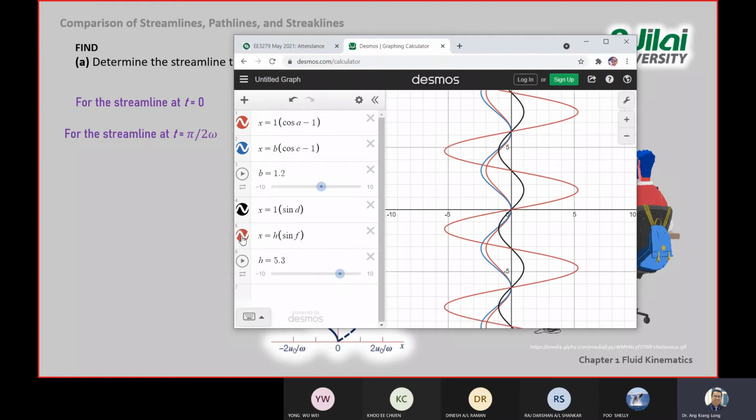Let me change the color. Oh, it does not allow me to change. All right. But actually, you can change. There are some settings that you can do.